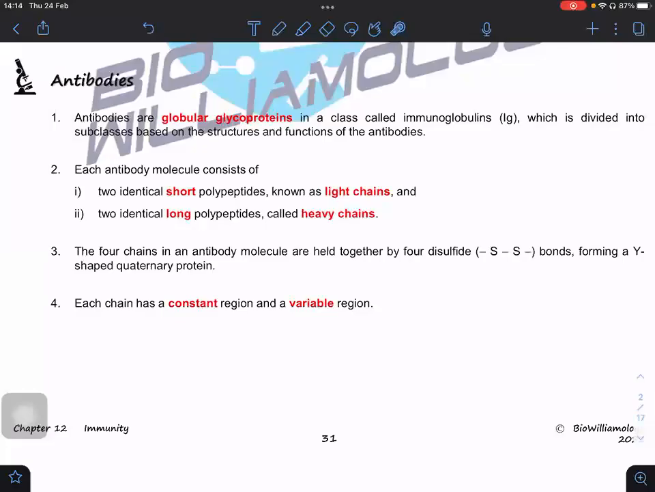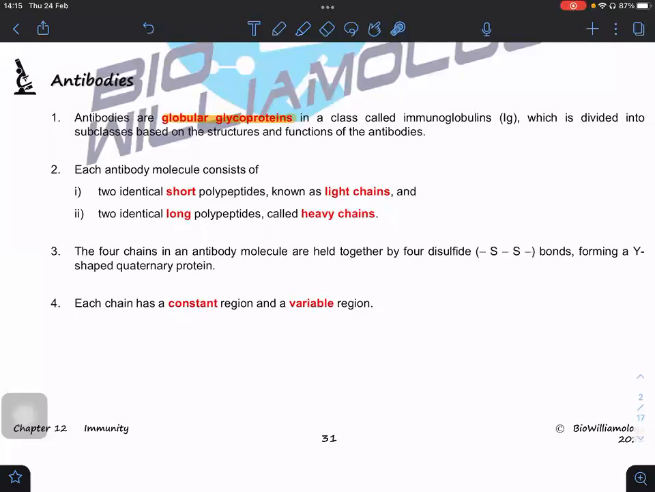Okay, so first, when we talk about antibody, they are globular glycoproteins. So they are protein, basically. When we talk about glycoprotein, they are protein. And in fact, they are quaternary proteins, because they consist of two identical short polypeptides known as the light chain and two identical long polypeptides known as the heavy chain.